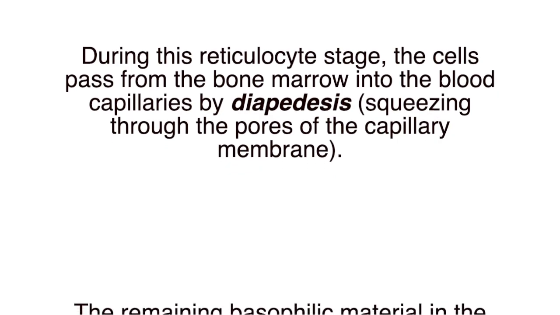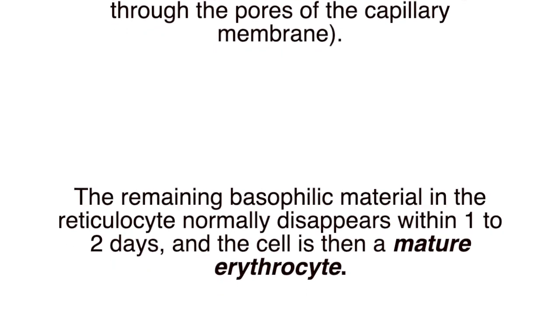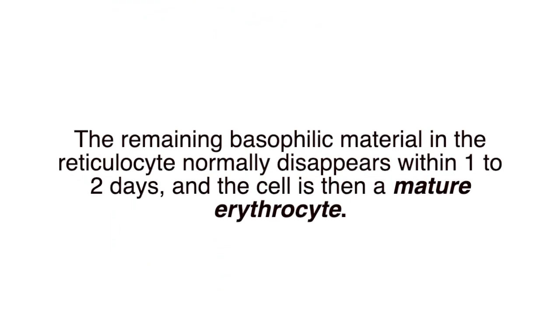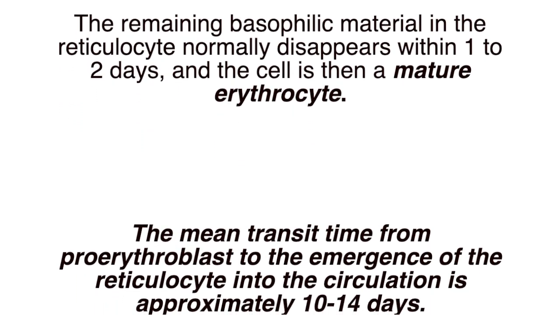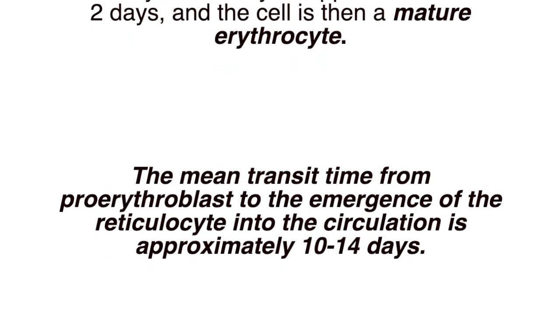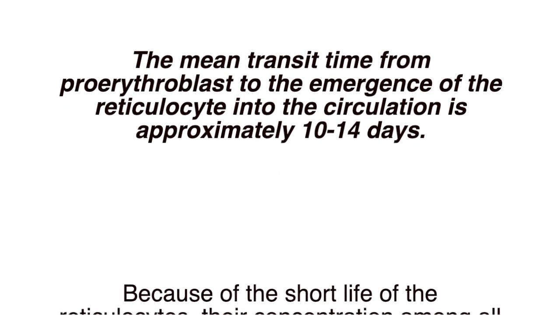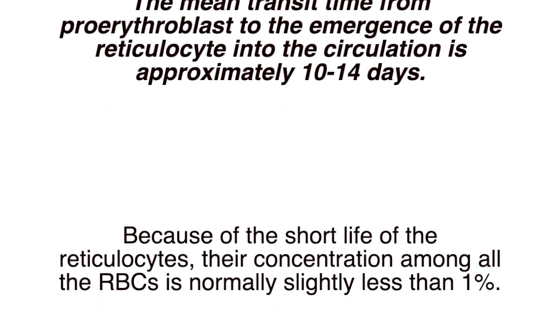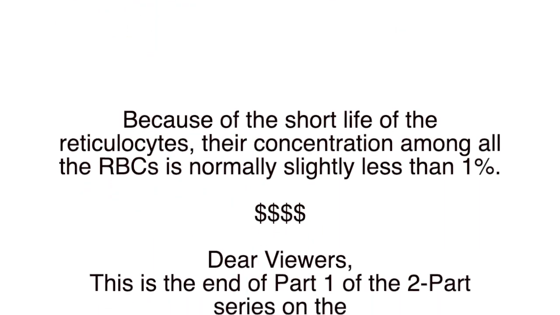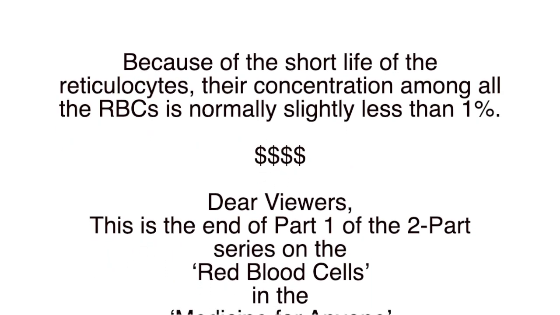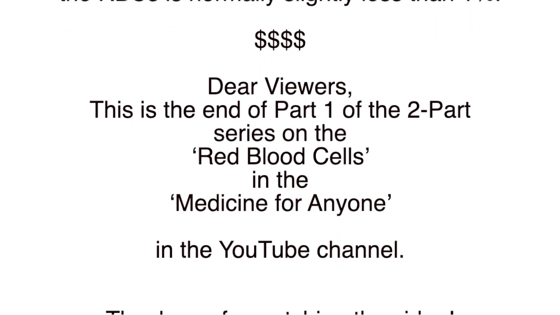During this reticulocyte stage, the cells pass from the bone marrow into the blood capillaries by diapedesis, that is, squeezing through the pores of the capillary membrane. The remaining basophil material in the reticulocyte normally disappears within 1 to 2 days, and the cell is then a mature erythrocyte. The mean transit time from proerythroblast to the emergence of the reticulocyte into the circulation is approximately 10 to 14 days. Because of the short life of the reticulocytes, their concentration among all the RBCs is normally slightly less than 1%.